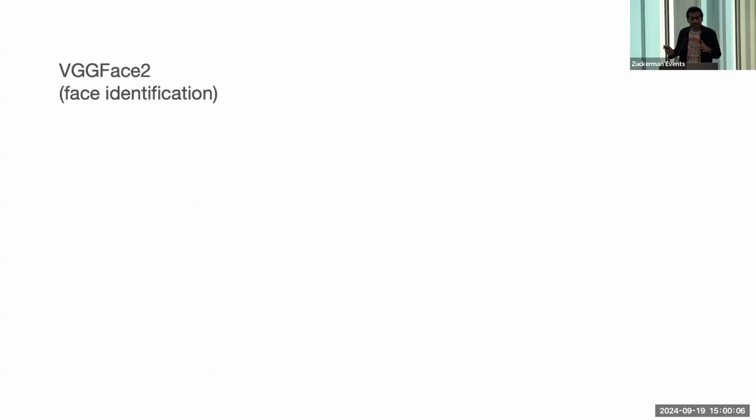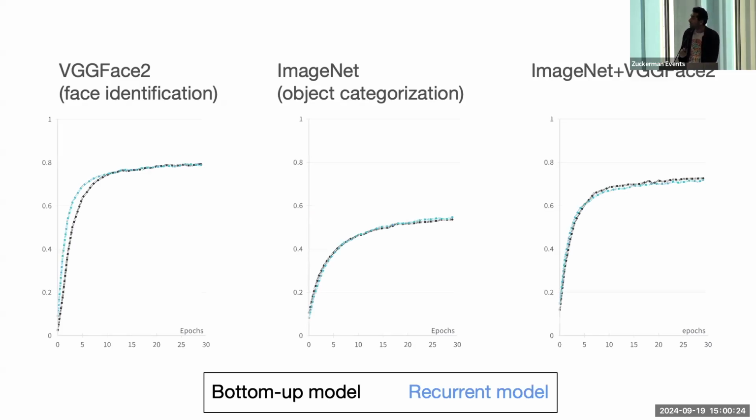Besides having all these different architectures, we also wanted to explore different data sets, different tasks and everything. So for example, we trained the BL model that I showed you, which is bottom-up and lateral, on face identification, VGG Face 2, on object categorization, and on ImageNet plus VGG Face 2. And what I'm showing here is that if we make our feed-forward model a little bigger, where the parameters match the recurrent model, we're going to get the same level of accuracy.